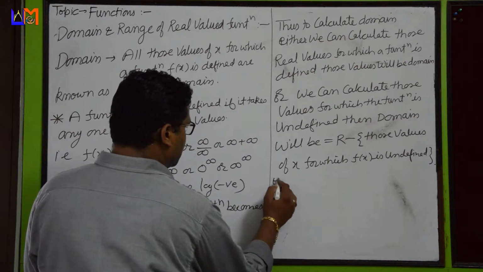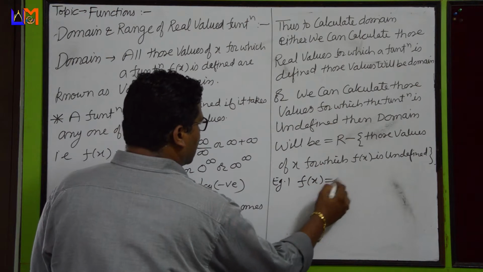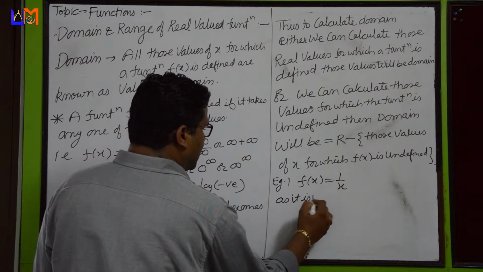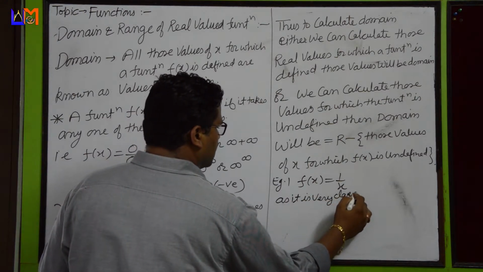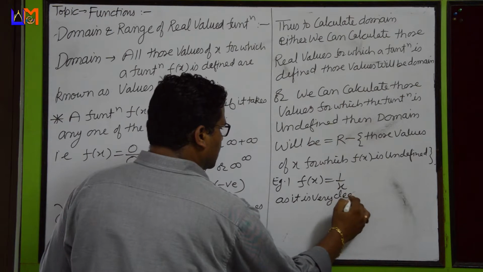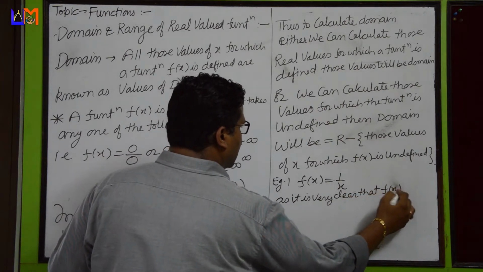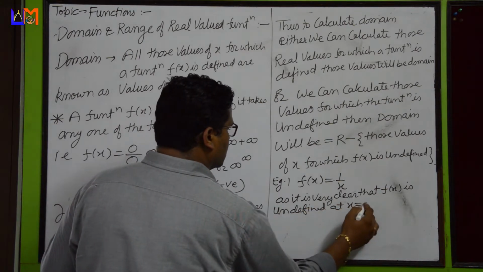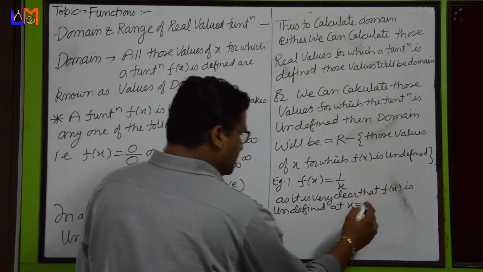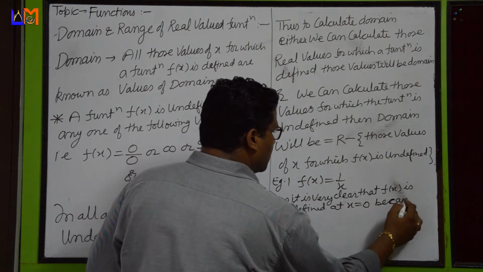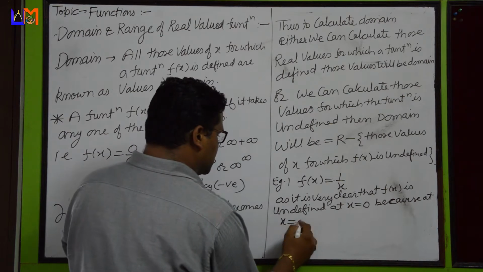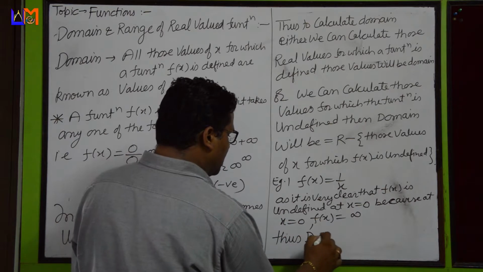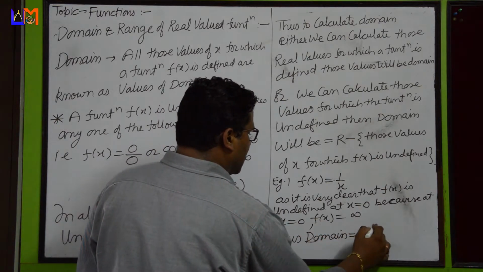एग्जाम्पल लेते हैं हम. fx equals to 1 by x. As it is very clear that fx is undefined at x equals to 0, because at x equals to 0 fx is equals to infinite. Thus domain will be all real number except 0.